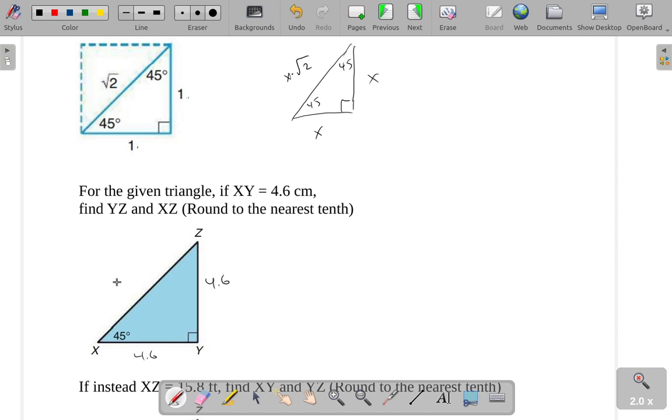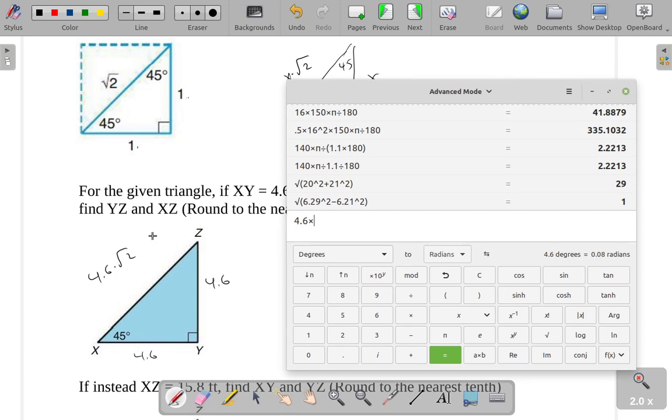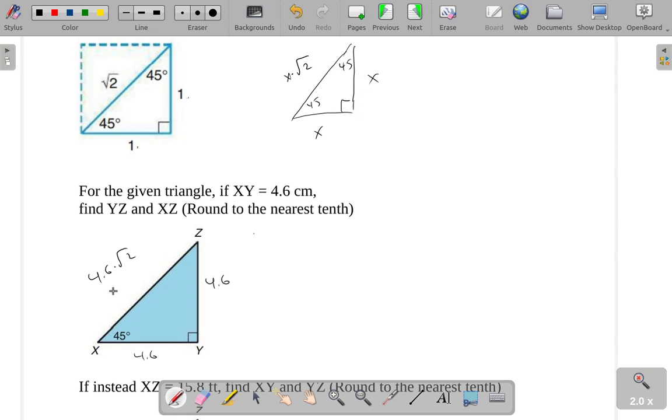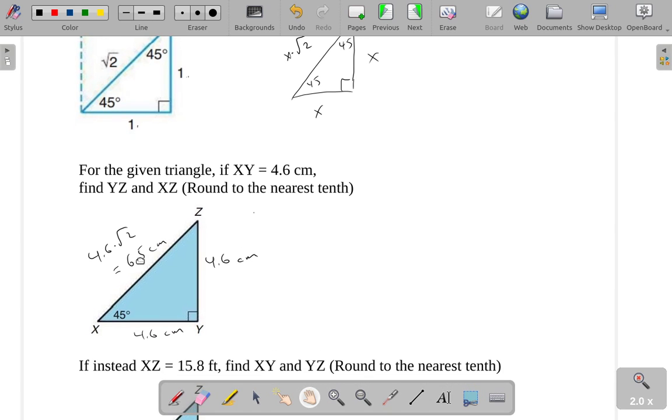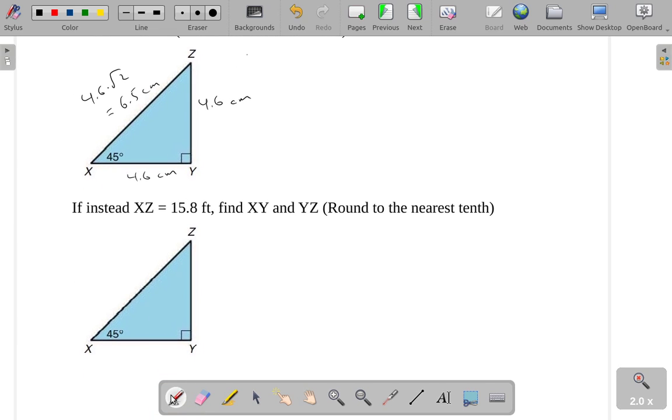And this one right here would be 4.6 times the square root of 2, which is 6.5, rounding to the nearest tenth. 6.5 centimeters. I could have used the Pythagorean theorem to get that, but just multiplying by the square root of 2 is certainly a lot faster. How about on this one, where we have xz is equal to 15.8?